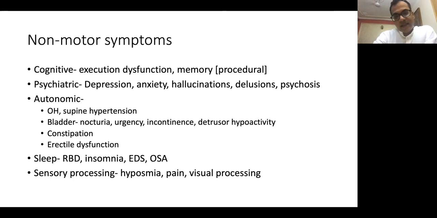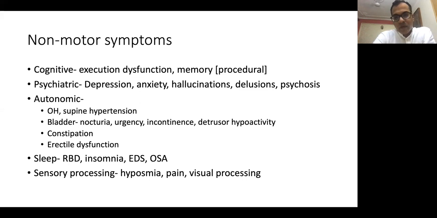A lot of patients do struggle with insomnia as well, early daytime somnolence, and sometimes the patients may have obstructive sleep apnea as well. Now, sensory processing, the two most common things are hyposmia.